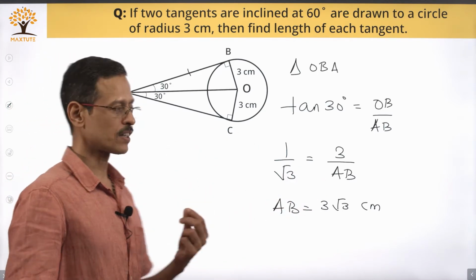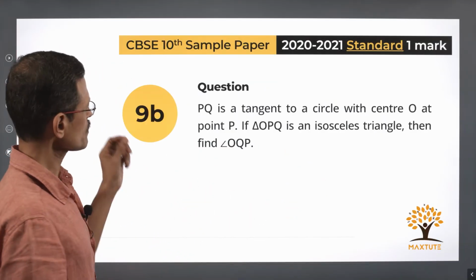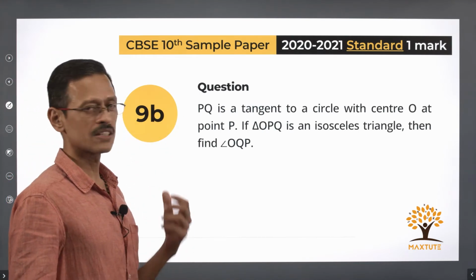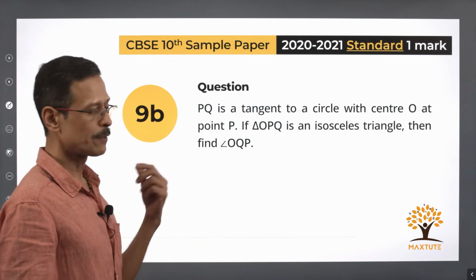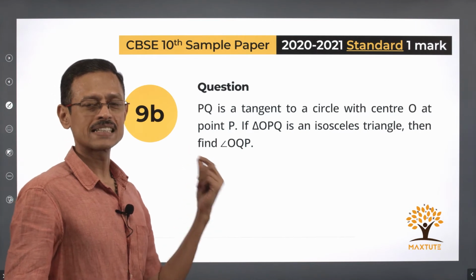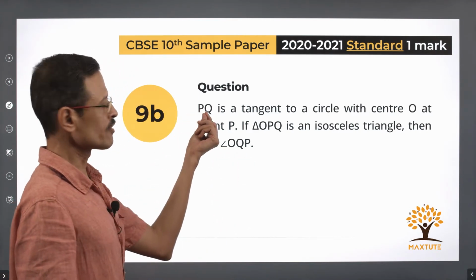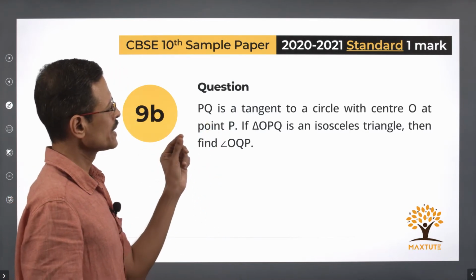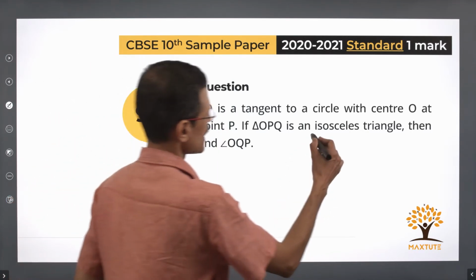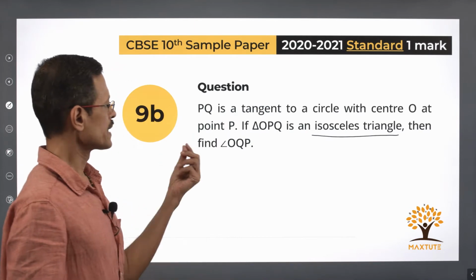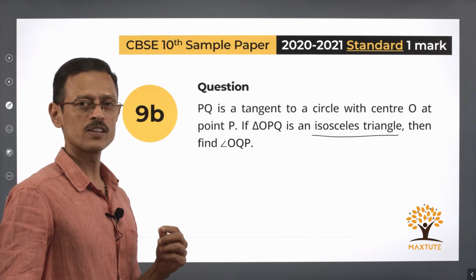Let's move to the second part of it, the internal choice 2. PQ is a tangent to a circle with center O at point P. The place where the tangent meets the circle is called point P. The tangent is drawn from this external point Q, right? If triangle OPQ is an isosceles triangle, then find angle OQP is what the question is.